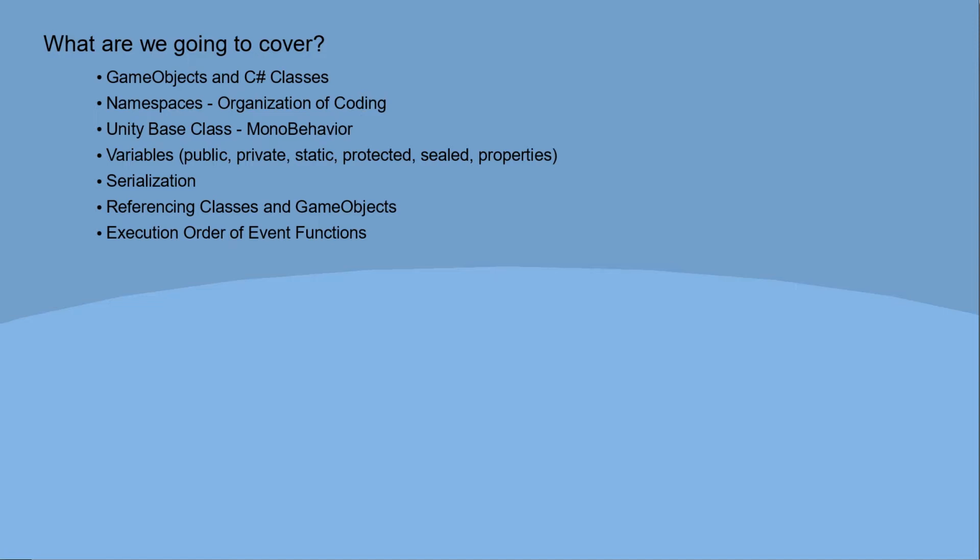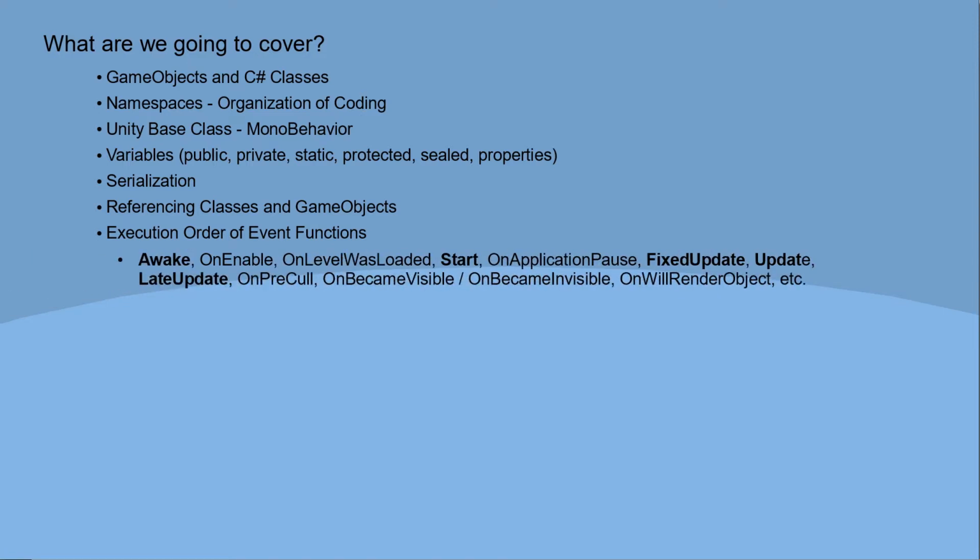We'll talk about the execution order of event functions, which include all of these. The ones I'm really going to focus on: Awake, Start, FixedUpdate, Update, LateUpdate. We'll certainly talk about the other ones and go over when to use them and what they're for. But I really want to make sure people are clear on how to utilize these so that they are effective. We'll talk about how to create functions and methods, as well as how to define them, sending parameters, retrieving parameters, and so forth.